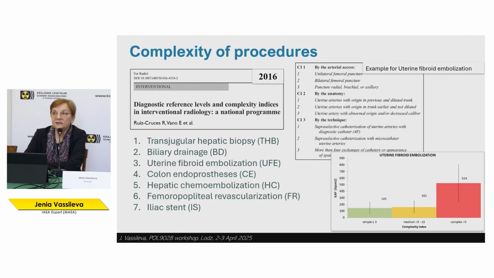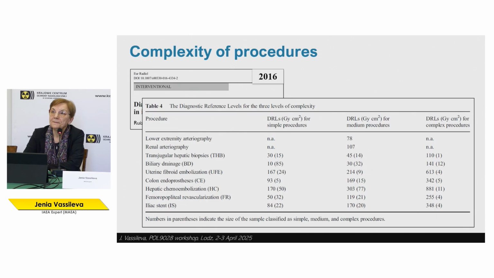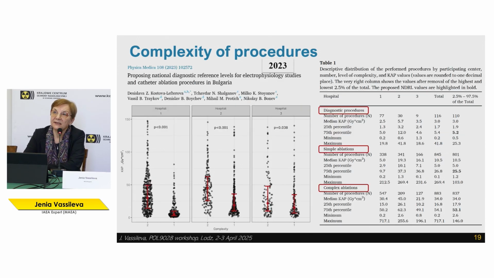So this is from the National Survey in Spain, published in 2016 for 7 procedures, in which they also used the same approach with simple, medium, and complex. And you see the criteria they used for each of these procedures. I think this is one of the most comprehensive papers published on dose monitoring based on complexity. And they set DRLs for these 3 categories of complexity.